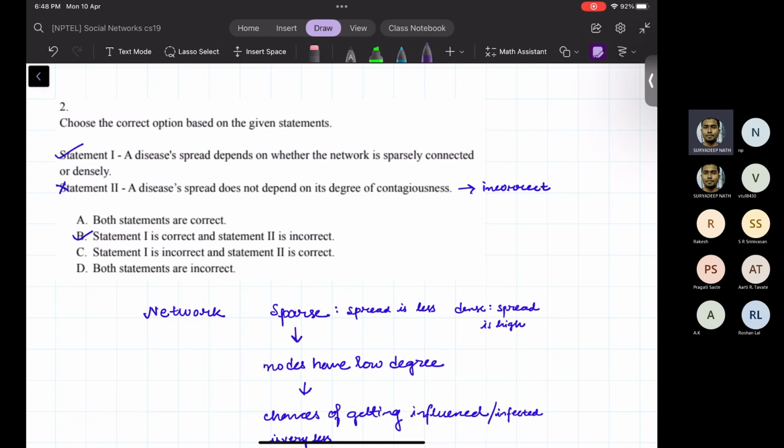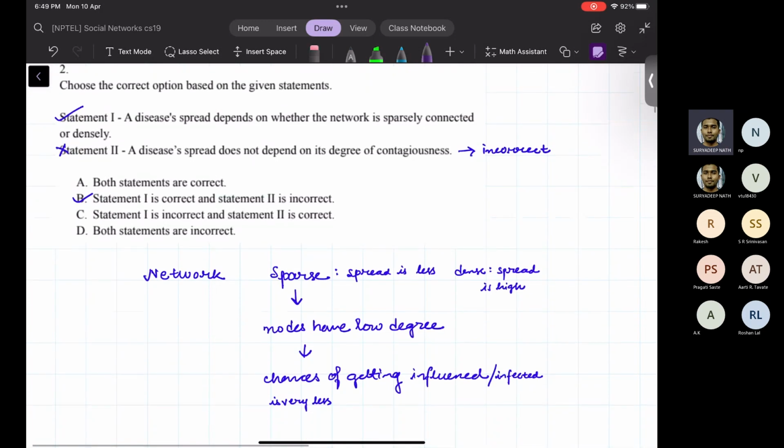In a sparsely connected network, the nodes have low degree, which means there are very few neighbors that they can pass the disease on to. Therefore, it's very unlikely that the disease will spread very far in the network, because each node is sparsely connected to its neighbors. Whereas in a dense network, it will rapidly spread because every node has high degree. Therefore, disease spread definitely depends on whether the network is sparse or dense. Therefore, statement 1 is correct.